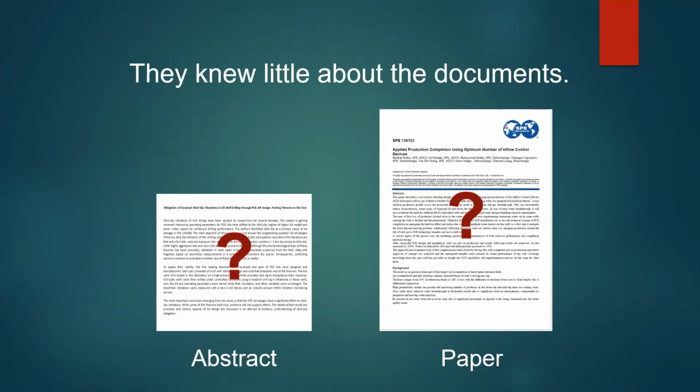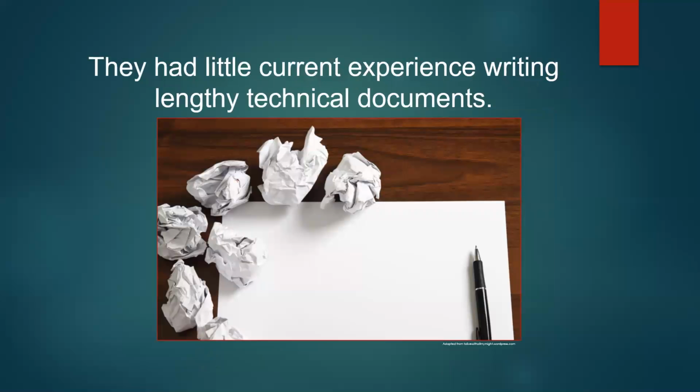Another thing that I discovered was this. Many engineers had not written a lengthy technical document since their college days. The emails, sure. Filling out reports, sure. Small technical pieces of information, yes. But a technical paper can range anywhere from 12 to 18 pages with figures, charts, and tables, and bibliography.